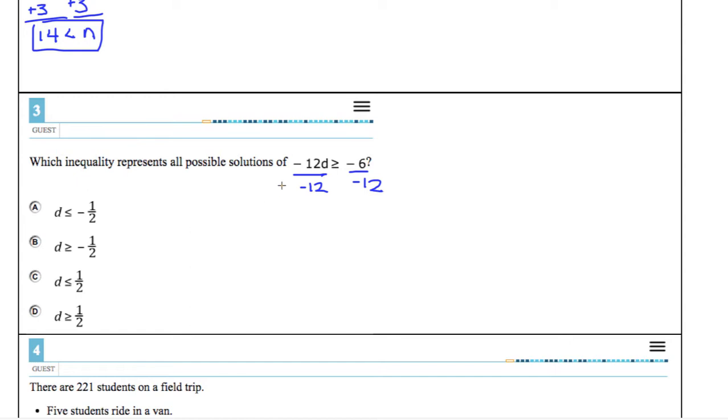So after I divide both sides by negative 12, that negative 12 cancels out, and I'm left with d by itself. This is a greater than or equal to, so now it flips to a less than or equal to, and I do a negative 6 divided by a negative 12. A negative divided by a negative is a positive, so I have a positive 6 over 12. And this reduces because I can divide the top and bottom by 6. So now I have the final formula, which is d is less than or equal to 1/2. D is less than or equal to 1/2, so the correct answer is C.